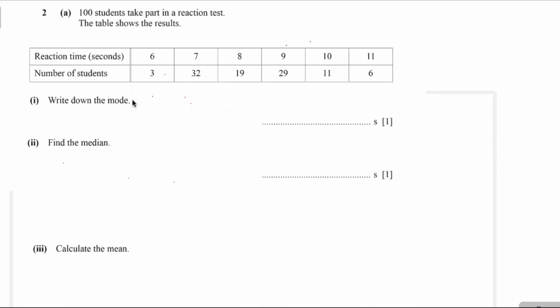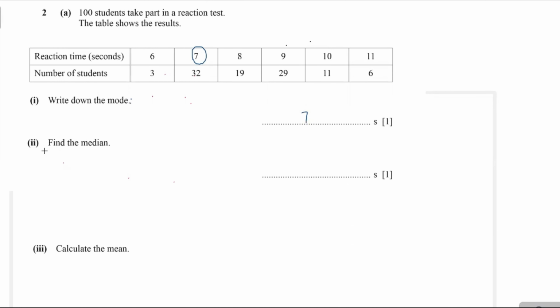Write down the mode. You know the mode is the most occurring value in the data. You see here, the 7 second reaction time is the most occurring value because 32 students have the reaction time of 7 seconds. Therefore, 7 occurs 32 times. Therefore, 7 is the answer of this part.